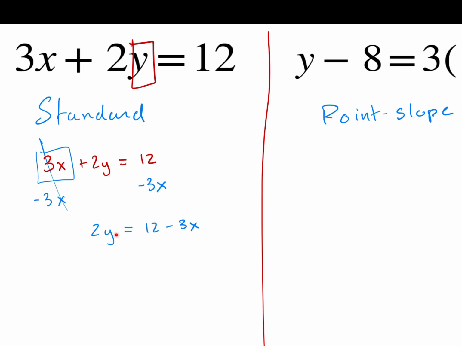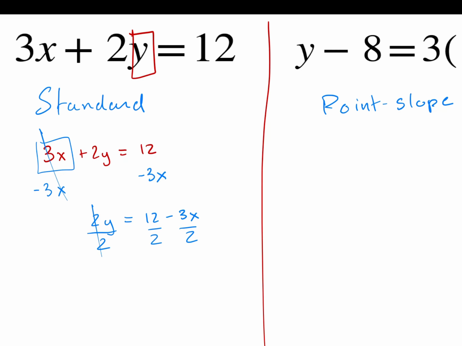When you see a 2 and y next to each other, a -3 and an x next to each other, that's multiplication. So I have to undo multiplication by doing the opposite. The opposite of multiplication is division. And when you divide or multiply to both sides, you do it to every piece. When you add and subtract to both sides, you just do it once. So this cancels. 2 over 2 is 1.